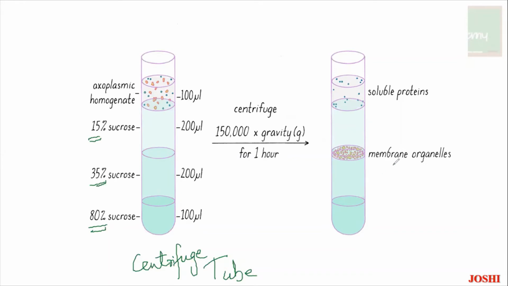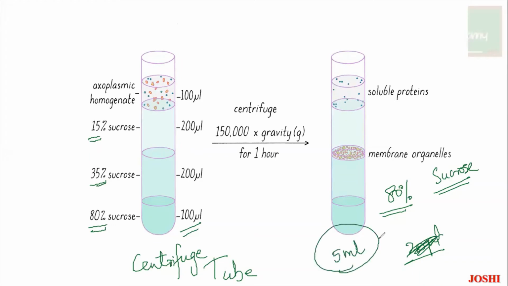Simple. Now 80% sucrose, what does it mean? How are you going to prepare sucrose 80%? How will you make it? If in the lab, I am your supervisor and asking you to prepare 80% sucrose solution. Okay? Let us say that 20 ml. Here you can see that they are just adding 100 microliters. So 20 ml is too much. So let's say that you have to make 5 ml of 80% sucrose. How will you make it in the lab?